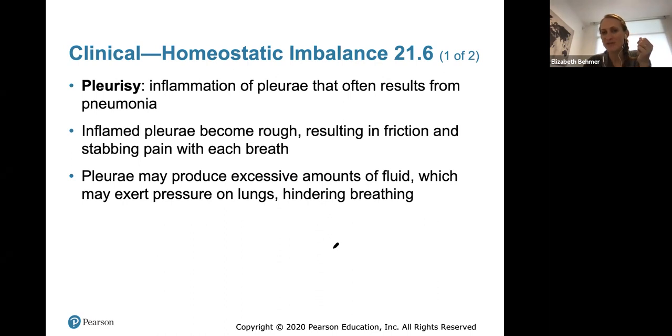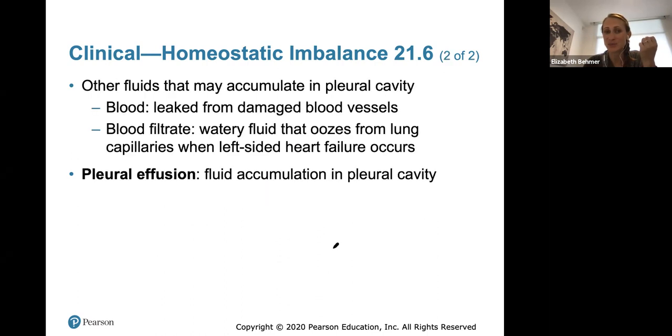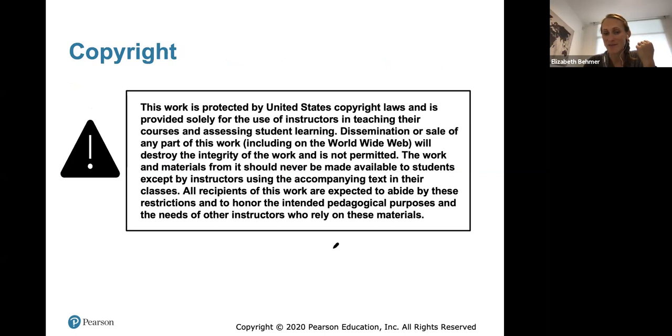If your pleura are inflamed, they can become rough, resulting in friction and a stabbing pain with each breath. The pleura may produce excessive amounts of fluid, which could exert pressure on the lungs, hindering breathing. Other fluids that may accumulate in the pleural cavity are blood or blood filtrate, and pleural effusion is when fluid accumulates in that pleural cavity.